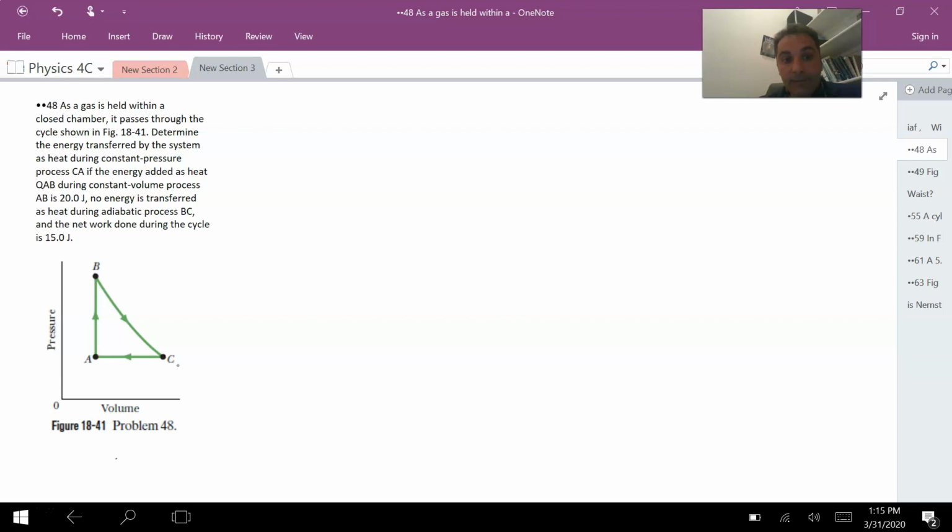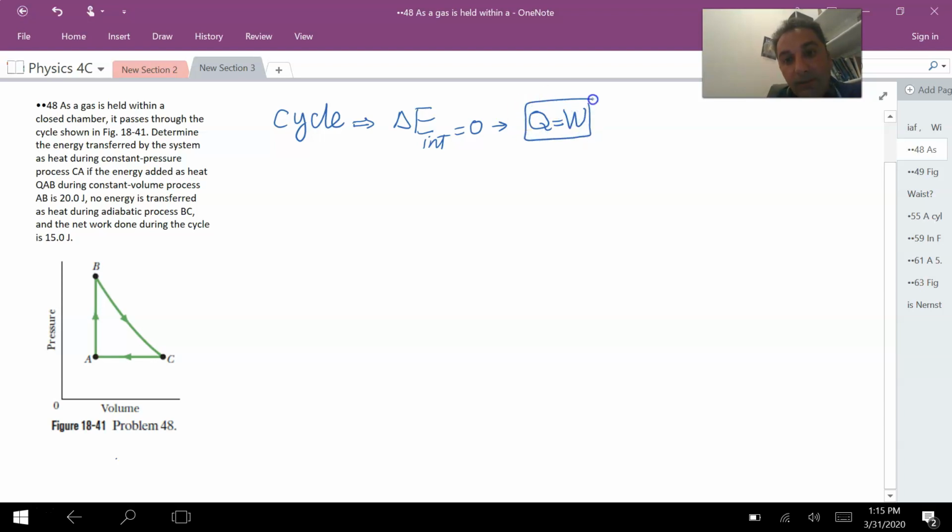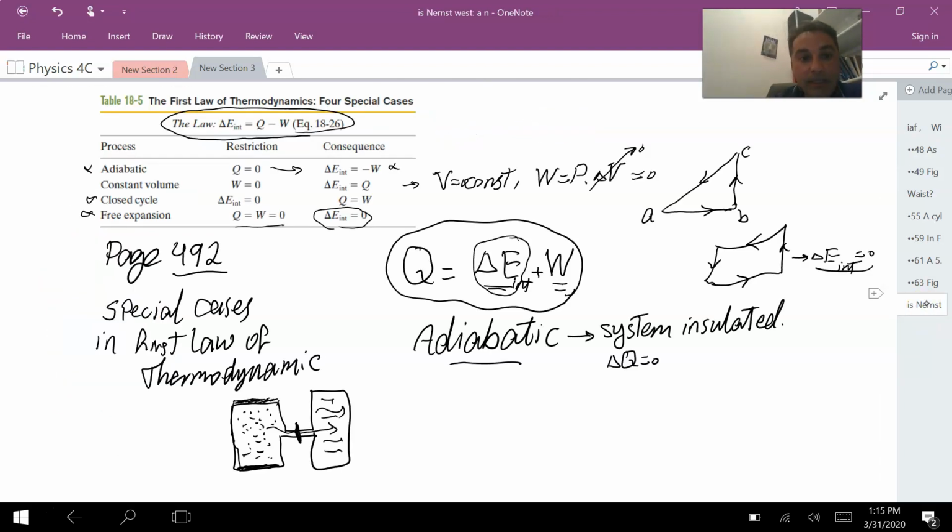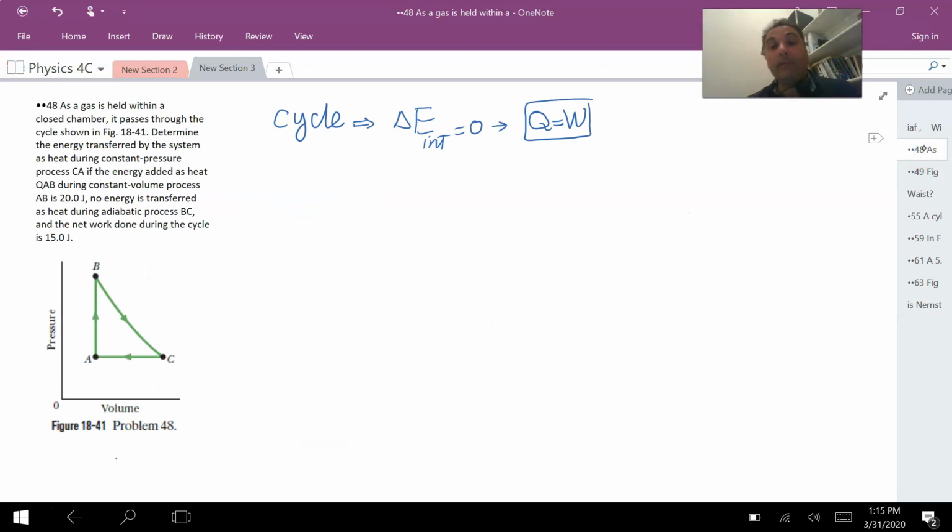Okay, so it is a cycle. When it is a cycle, your delta E internal is what? 0. If it is 0, then Q becomes equal to what? W. Watch, it's here. When it's a closed cycle, the total energy change is 0. So Q becomes equal to W.